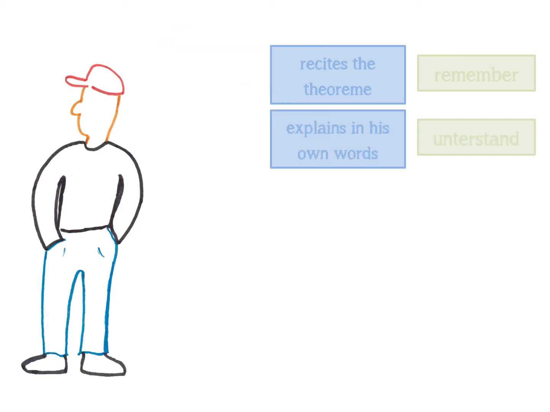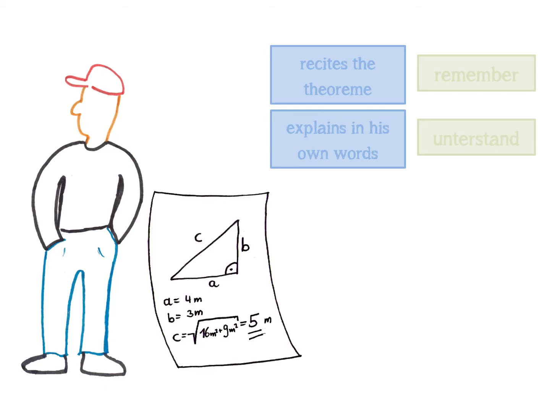So maybe now we want to check if Carl is also able to do something with this equation. So we could give him a task. We give him a right angled triangle, and the lengths of two sides are given, and we ask him to calculate the third leg. And he's able to do that, and we give him some more tasks like this, and he does it very appropriately without making mistakes. Now we know that he's able to calculate the equation.